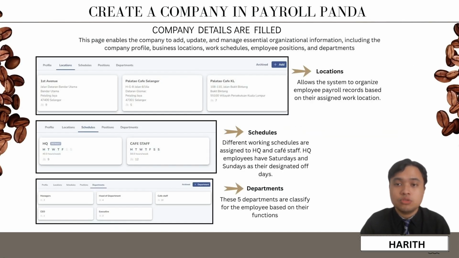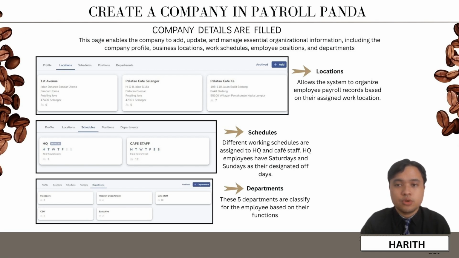For locations, go to the Locations tab and click Add. Enter the branch name and the complete address for each outlet. If the company has multiple branches, repeat the same steps until all locations are added. This helps assign employees to the respective workplace.